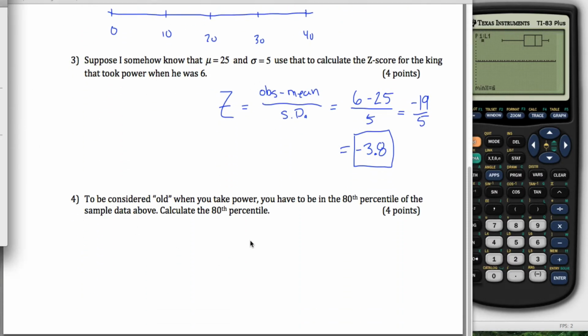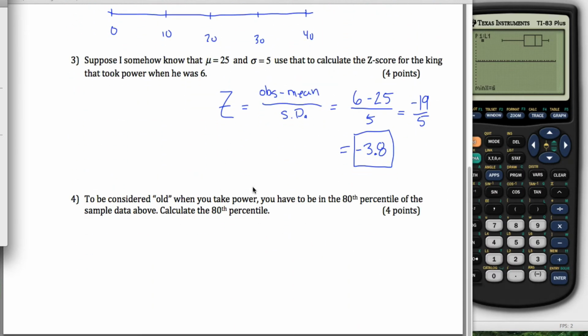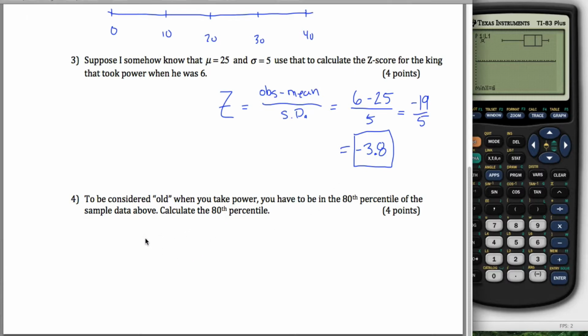This is the last part. Is that right? Nice, cool. To be considered old when you take power, you have to be in the 80th percentile of the sampled data. Calculate the 80th percentile. To figure that out, you need to know the percentile formula. The kth percentile is the k divided by 100 times n plus 1 observation. But I don't want the kth percentile, I want the 80th percentile. So it's 80 over 100 times n plus 1, n being 15 because I have 15 observations.